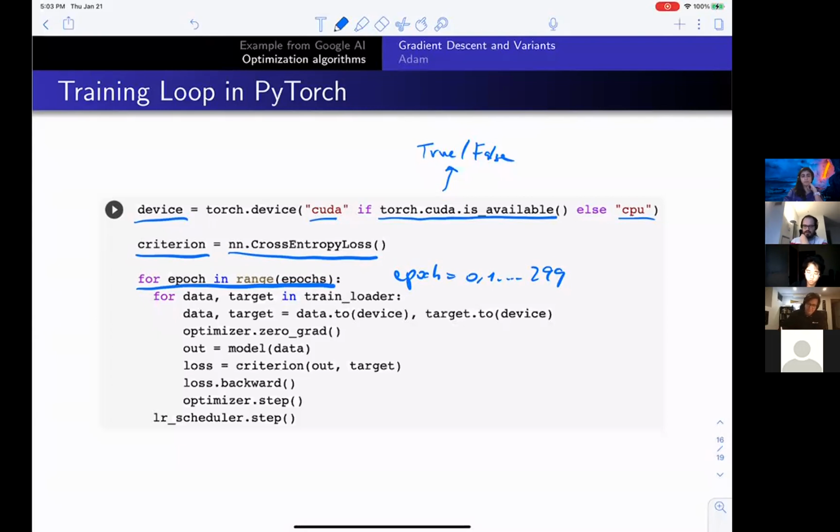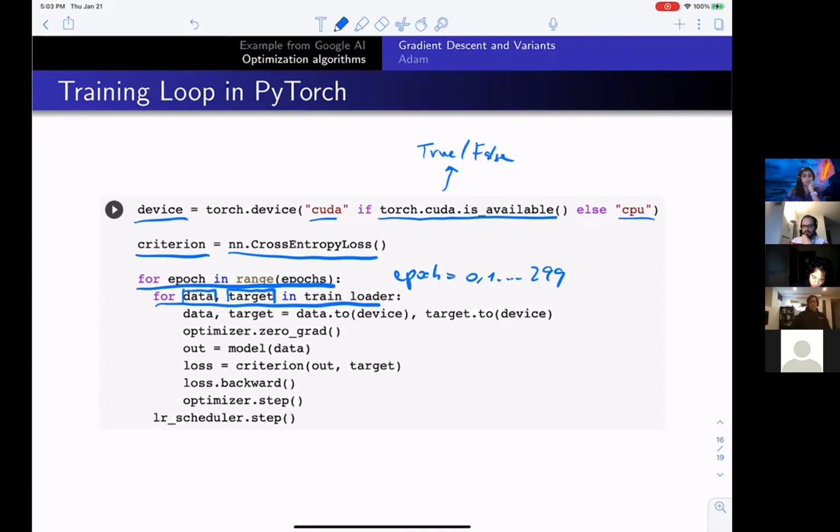And then you have another loop, which is for data, target in train_loader, right? So what this loop does is it iterates over your training loader, which is your train data set. And so data here is the batch of images, right? And target are the labels.